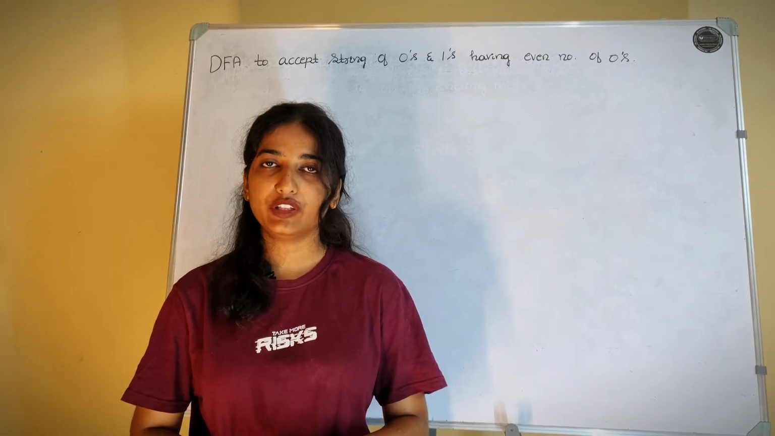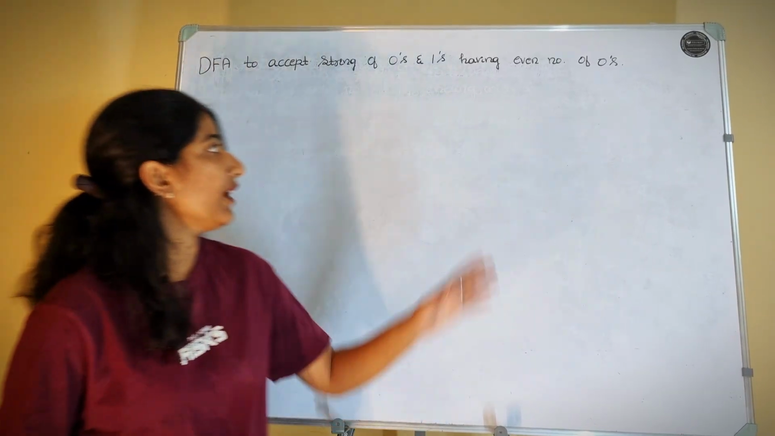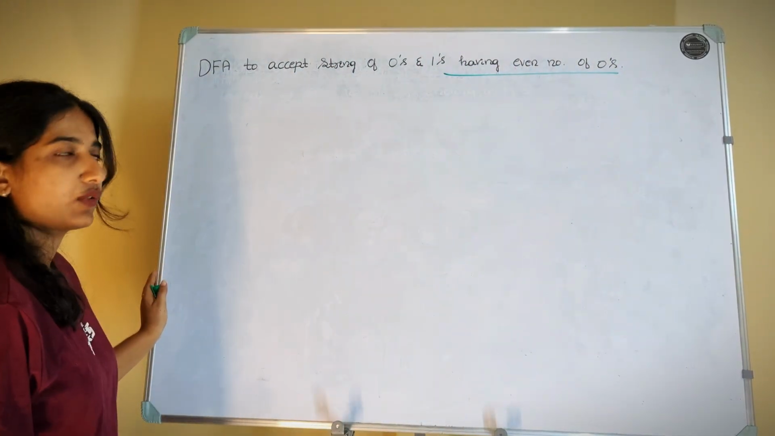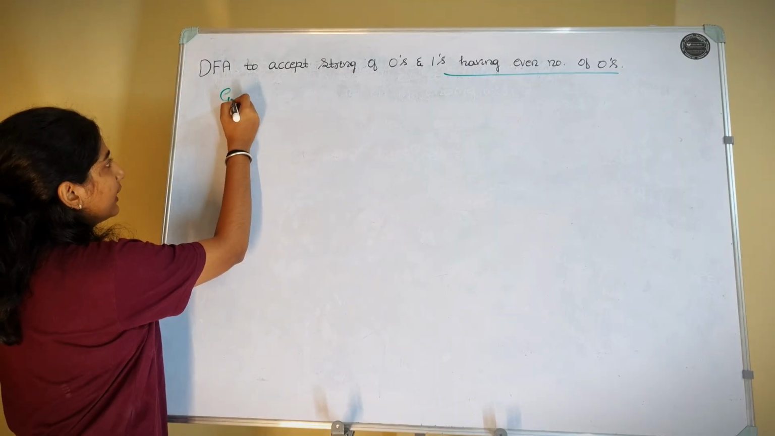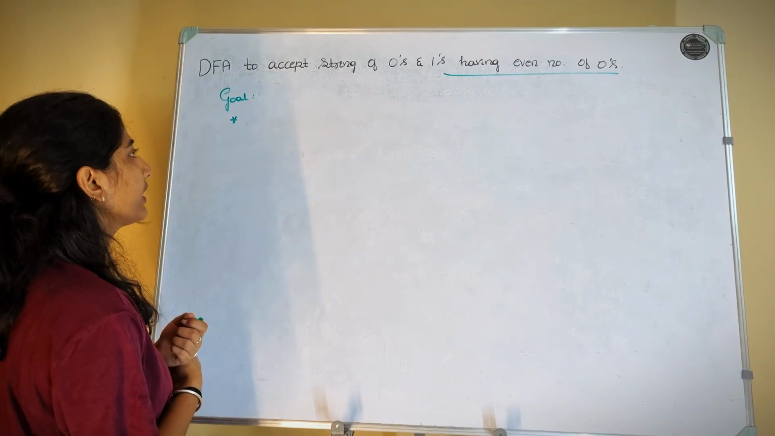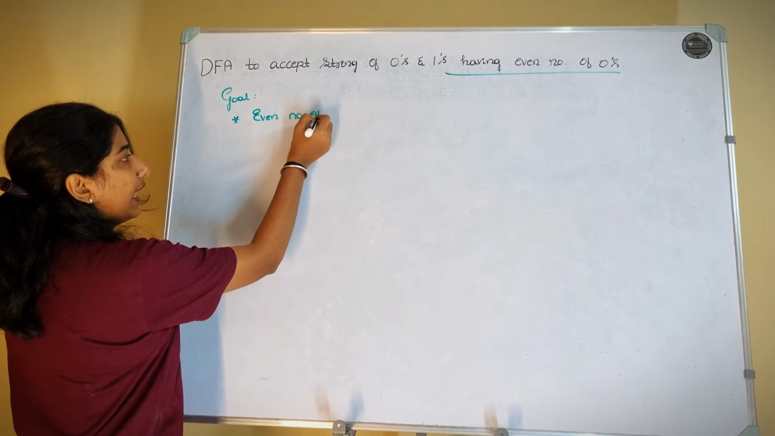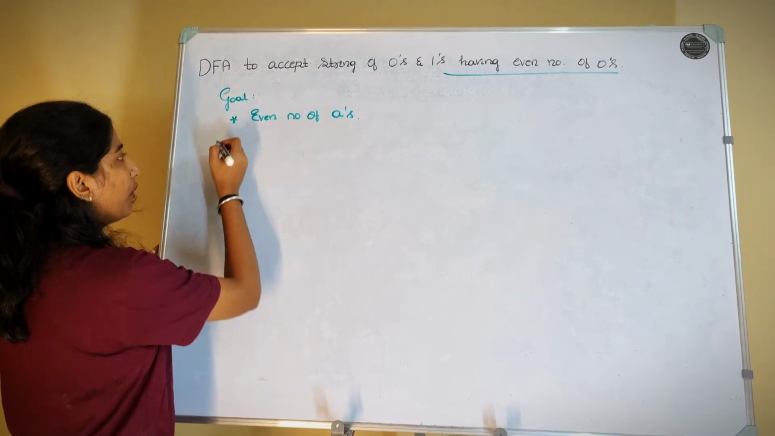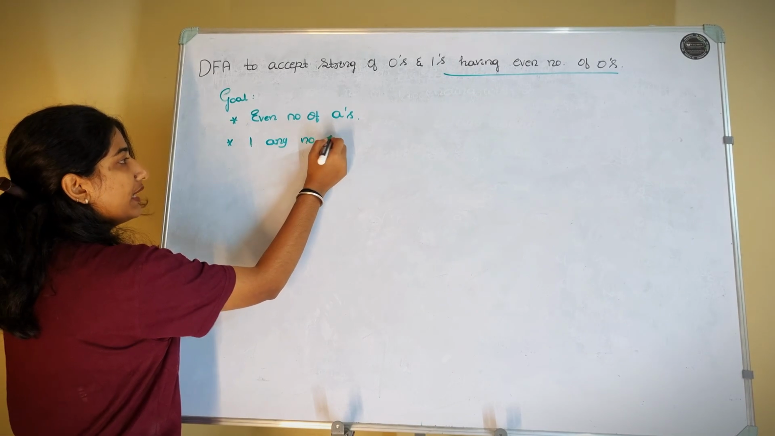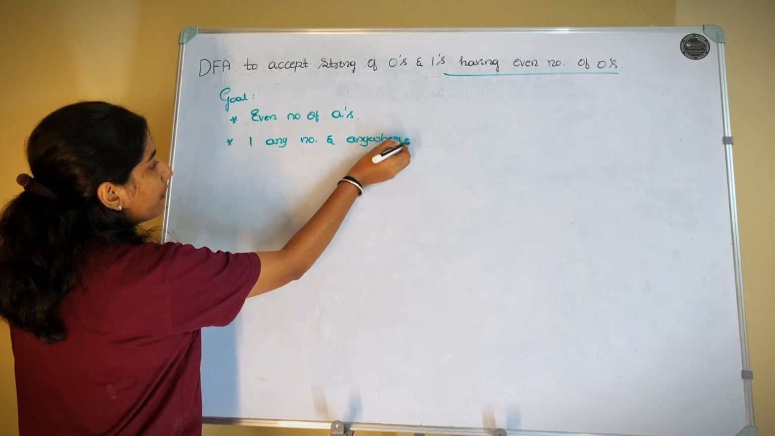Today we are here to learn one more topic, that is DFA to accept strings of zeros and ones having even number of zeros. So our goal here is to design a DFA to accept strings having even number of zeros, that is one thing, and then we can have 1 in any number and it can be anywhere, right? The thing is we should have even number of zeros.